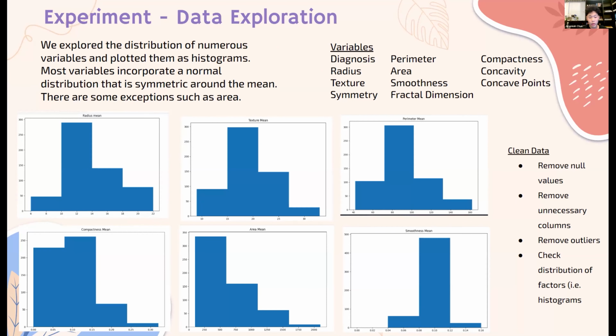After that, we were able to see the distribution of numerous variables in the form of histograms. We found from this that most variables have a normal distribution, being symmetric around the mean and having a typical standard deviation. There were some exceptions, however, with some variables such as area, which, as you can see right here, is skewed to the right.